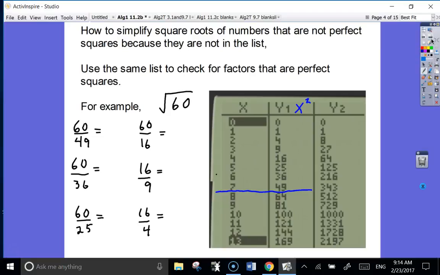Instead, the way I like to think of it is like this. First, you look at the number underneath the radical. Is it a perfect square? If it's a perfect square, then it shows up in your list and you're done. You just say whatever this number is, that's the square root. If it's not a perfect square, then you have to see, does it have any factors that are perfect squares? So we're going to start at 60, and the first perfect square less than 60 is 49. So divide 60 by 49. What do you get? Let's do it.